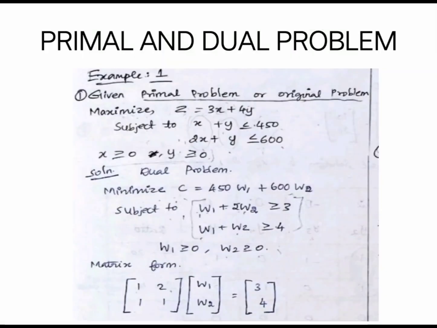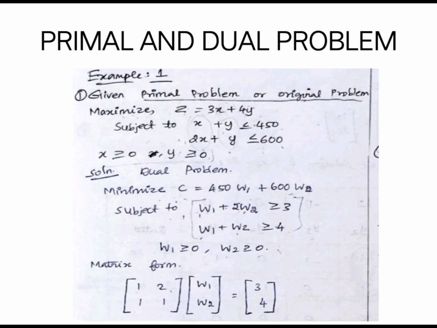In example 1, given primal problem or original problem, maximize z is equal to 3x plus 4y subject to x plus y smaller than or equal to 450, 2x plus y smaller than or equal to 600. Non-negativity condition, x is greater than or equal to 0, y is greater than or equal to 0. So we can convert this primal problem into dual problem this way.